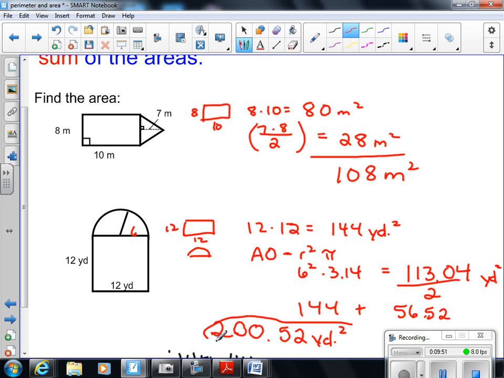Okay, why did we divide by 2? Because this isn't a full circle. It's just a half of a circle. Any other questions? Okay, today we've gone over how to find the area of irregular shaped figures.